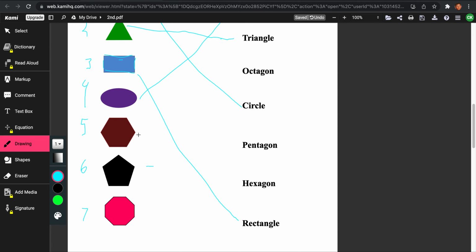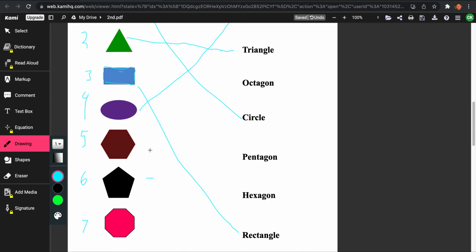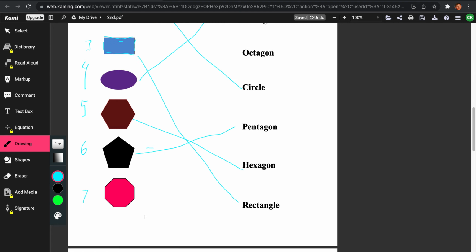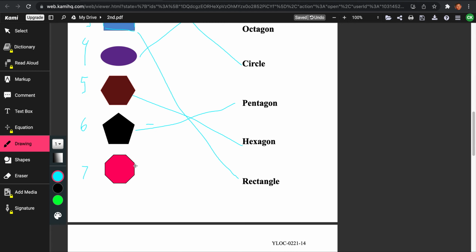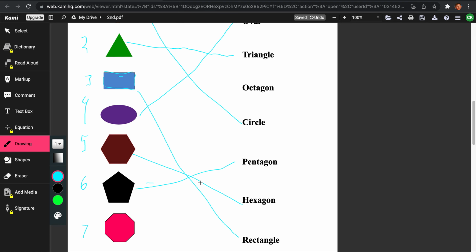So number 5, let's count how many sides. 1, 2, 3, 4, 5, 6. So since there's 6 sides, number 5 is going to be a hexagon. Let's do number 6. Let's count how many sides it has. 1, 2, 3, 4, 5. So it has 5 sides, meaning that it's going to be a pentagon. Let's count how many sides number 7 has. 1, 2, 3, 4, 5, 6, 7, 8. So it has 8, meaning that this one is going to be an octagon.